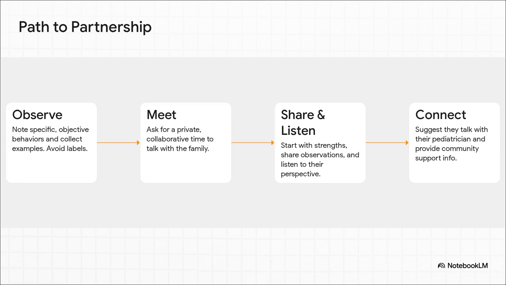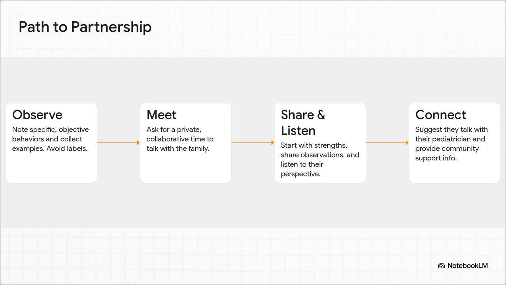So first, just observe and document. Write down the specific, objective things you see. Not, "he has sensory issues," but "I've noticed during circle time he often covers his ears and hums." See the difference? Then schedule a private meeting. You want it to feel collaborative, not like a confrontation.